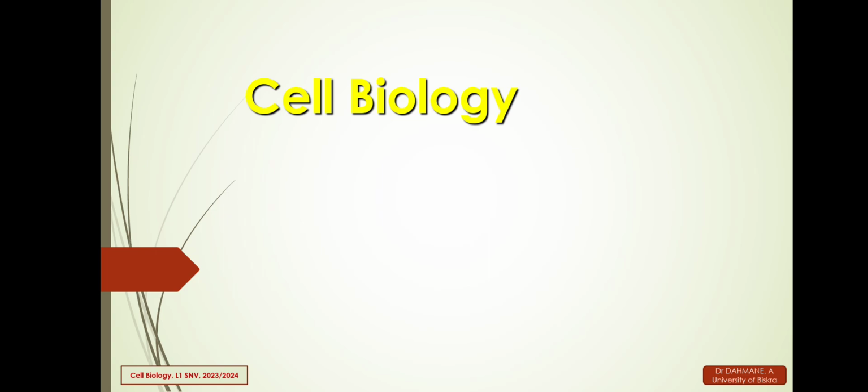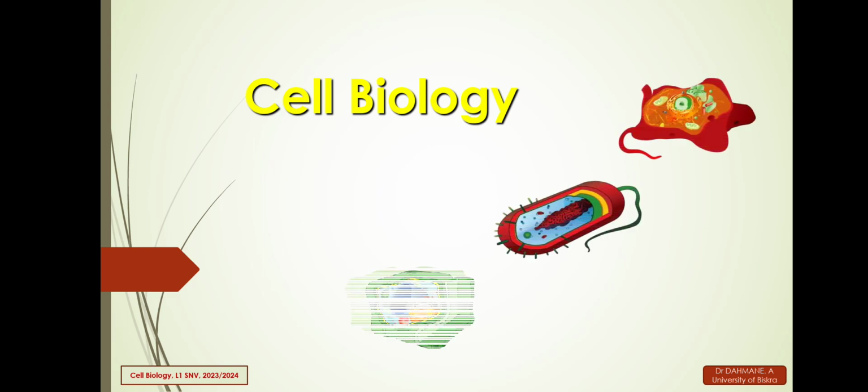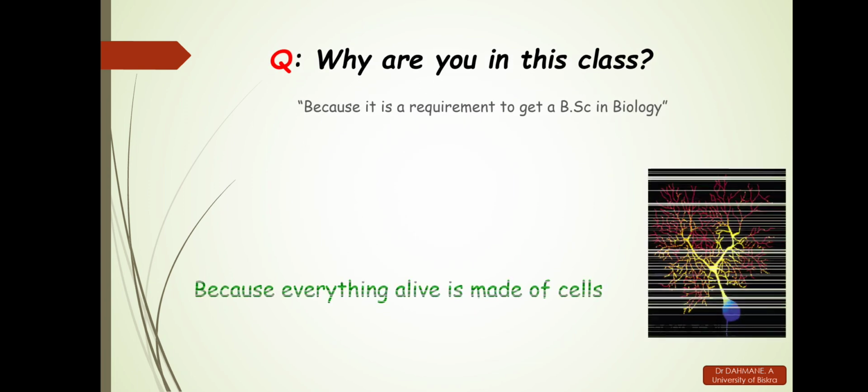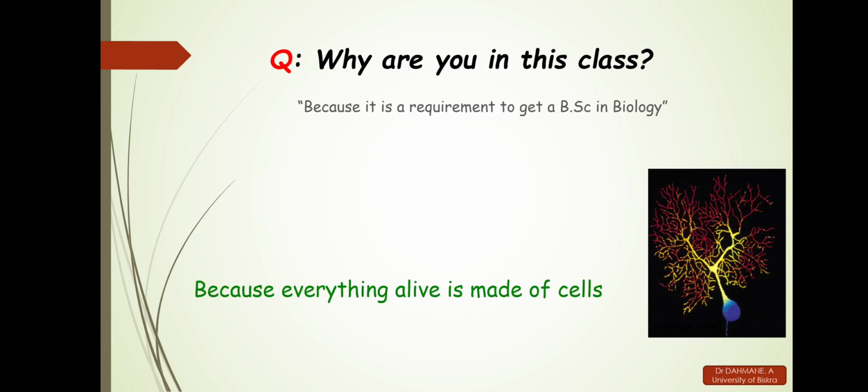It's our first session of a course of cell biology, in which we discuss prokaryotic and eukaryotic cells, and animal and plant cells. Firstly, why are you in this class? Because it's a requirement to study cell biology to finally get a Bachelor of Science in Biology after about 3 years of study. And because everything alive is made of cells.